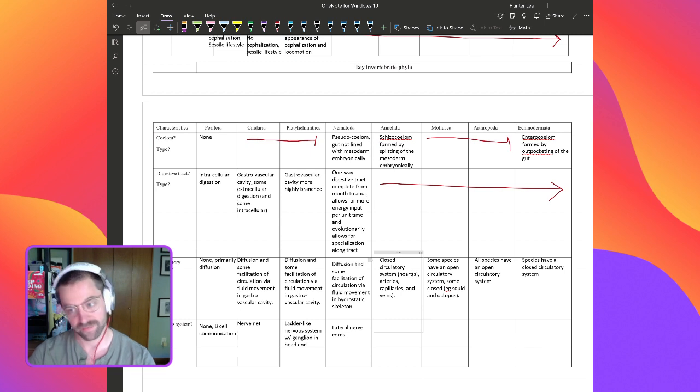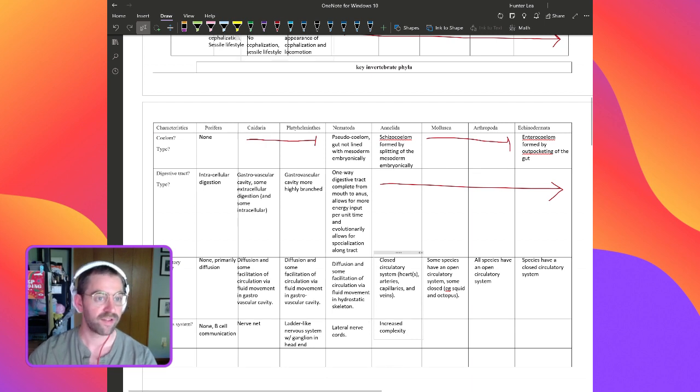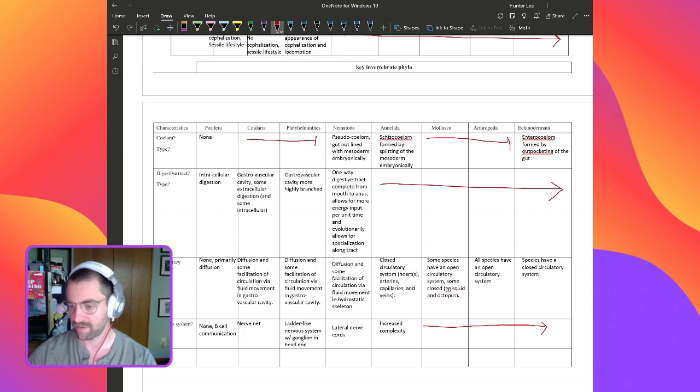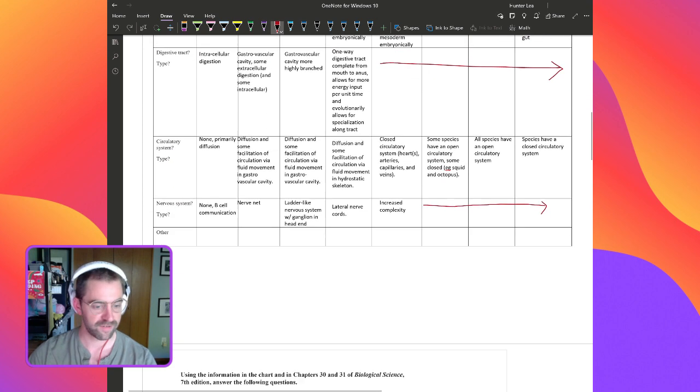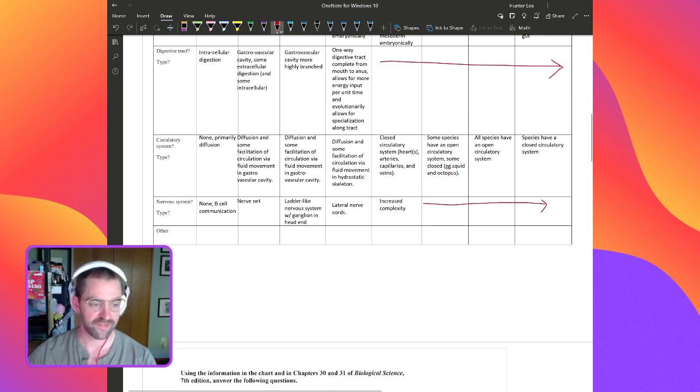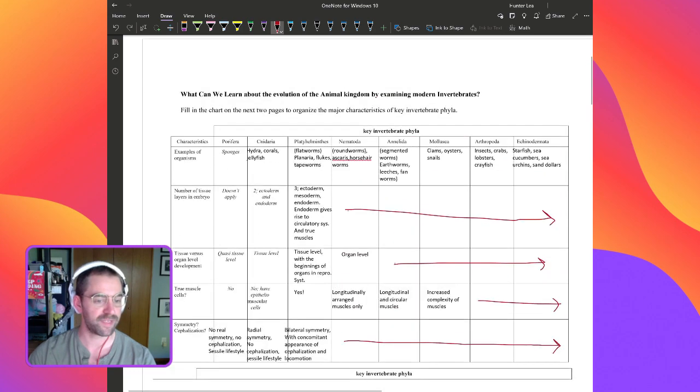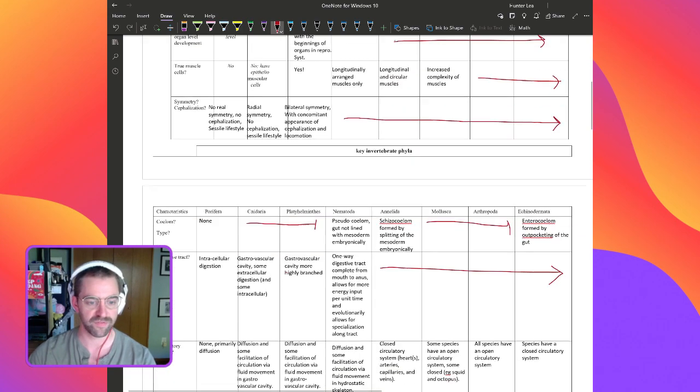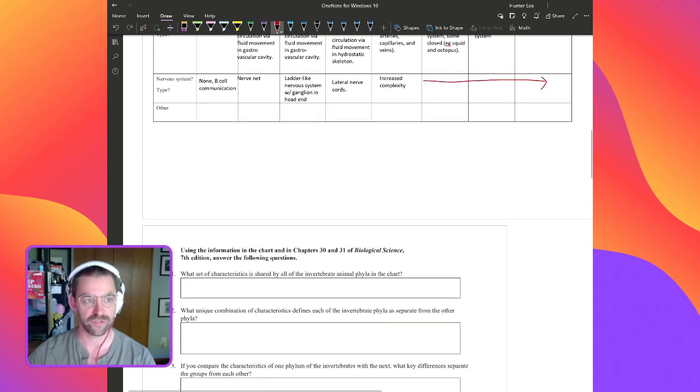Annelida have increased complexity of that lateral nerve cord, and that increased complexity continues on up through the rest of the chart. Other is kind of an opportunity for you to think of your own categories that might be an indication of this sort of progress in evolution or history in evolution.